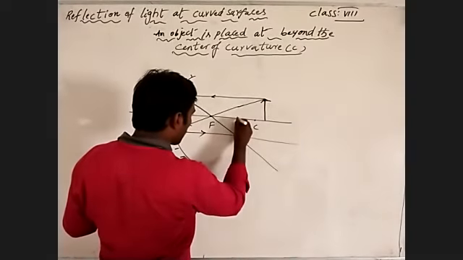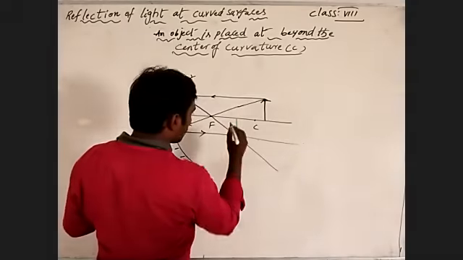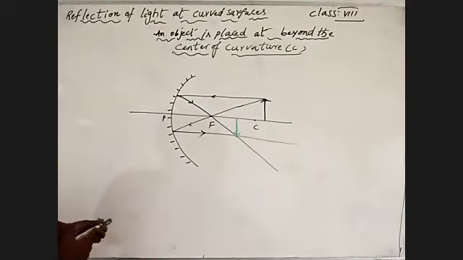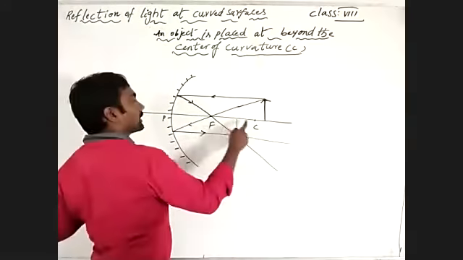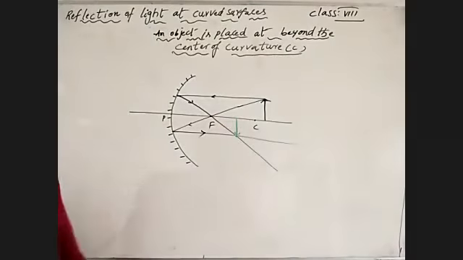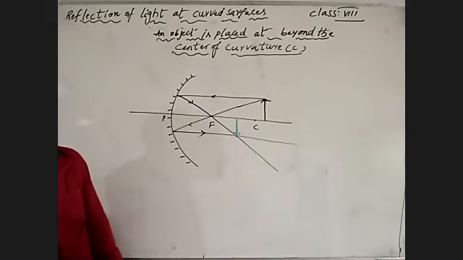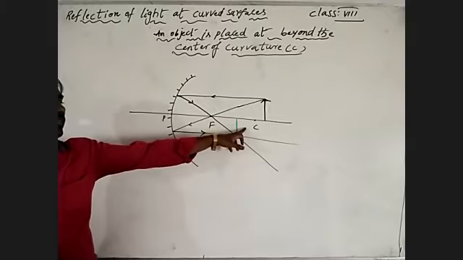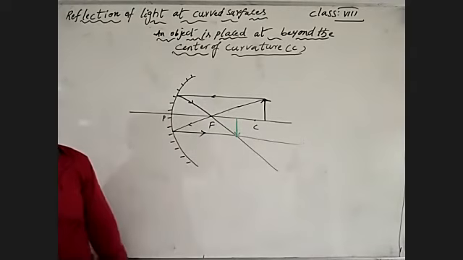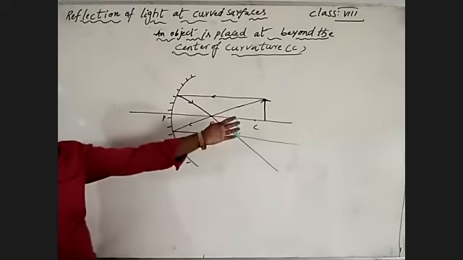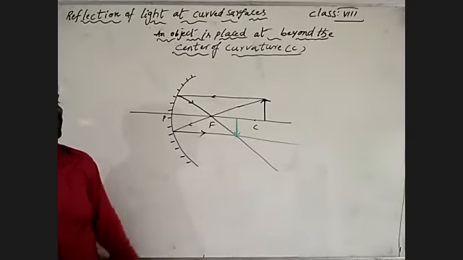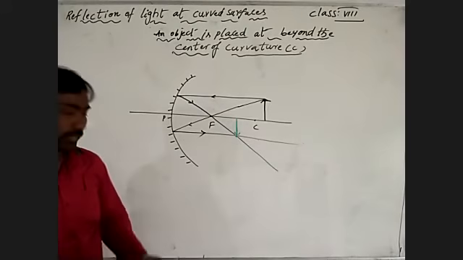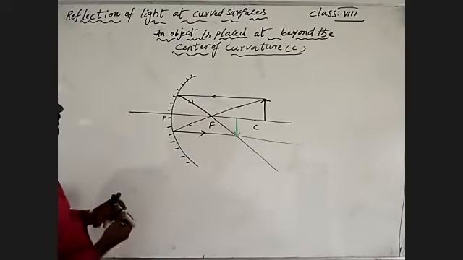At the intersection of the reflected light rays, there you get the image, inverted. The image is formed between focus and center of curvature. Before, when the object was placed between focus and center of curvature, the image formed beyond the center of curvature. Now we placed the object beyond the center of curvature, and the image is formed between focus and center of curvature.